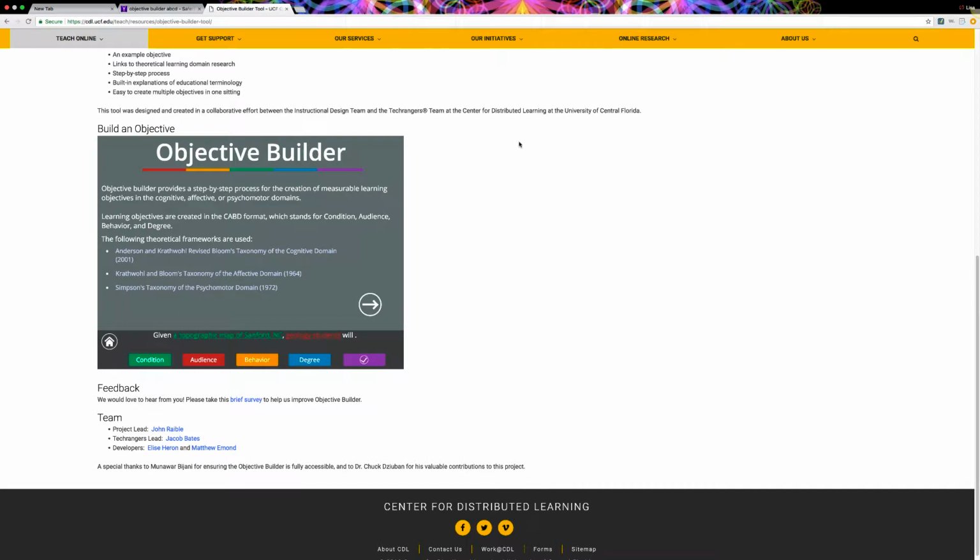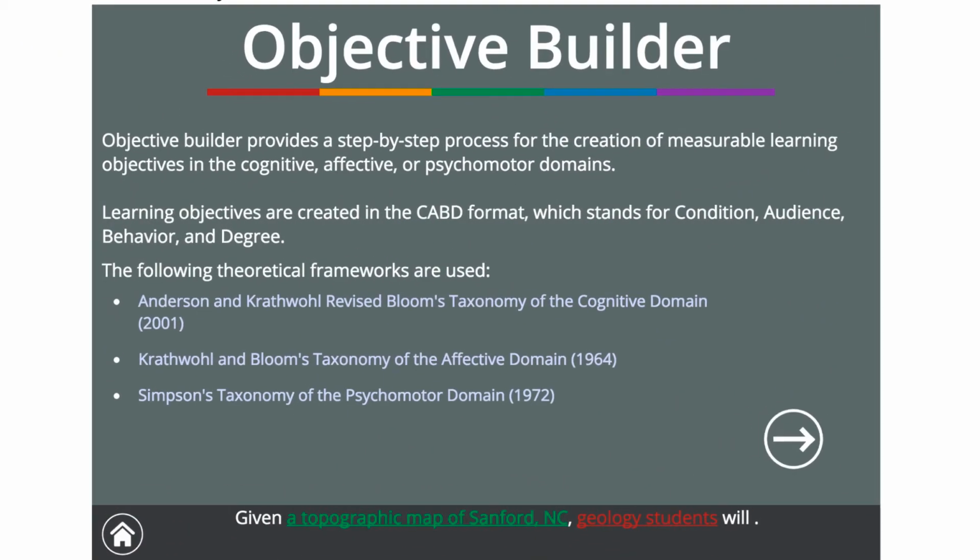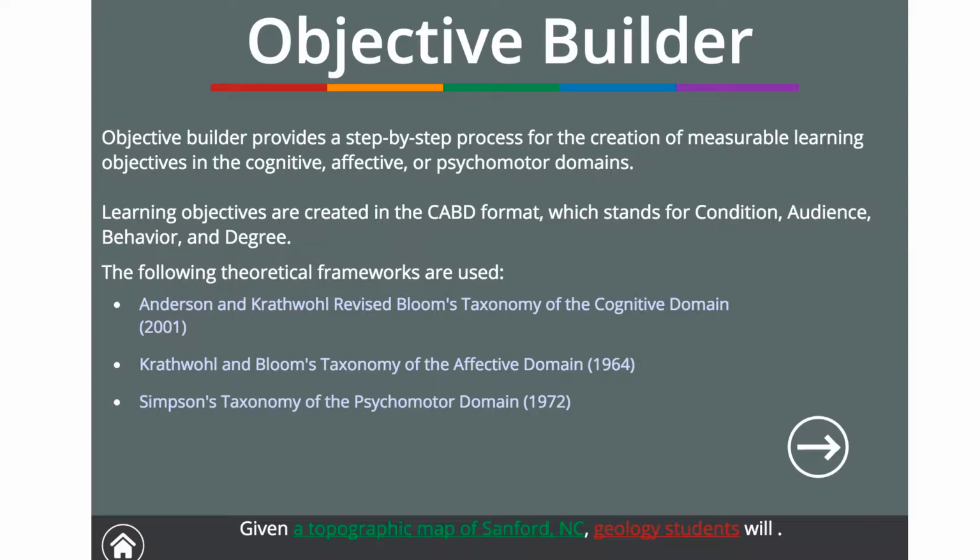The link to the Objective Builder website is provided to you in Blackboard. You will want to go to that web page and scroll down until you find the Objective Builder. The first 2 pages of this applet are simply instructions and a description of what the applet does.